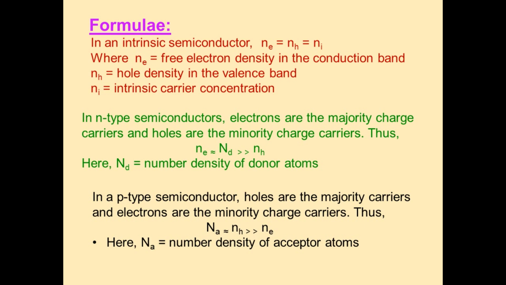For n-type semiconductors, Ne is nearly equal to Nd, greater than that of Nh, where Nd is the number density of donor atoms. For p-type semiconductor, Na is nearly equal to Nh, greater than that of Ne, where Na is the number density of acceptor atoms.